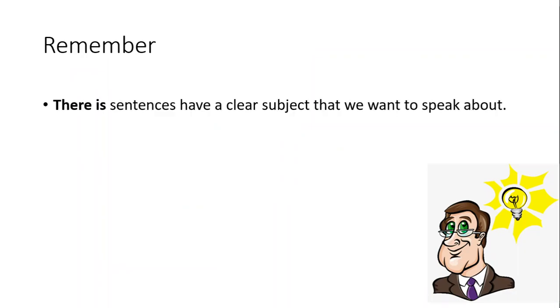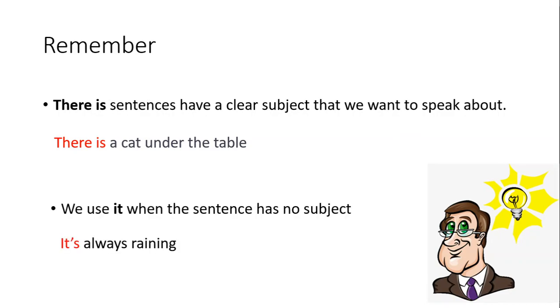So remember that there is sentences have a clear subject that we want to speak about. For example, there is a cat under the table. And we use it when the sentence has no subject. For example, it is raining. So this is the lesson that we have studied today.